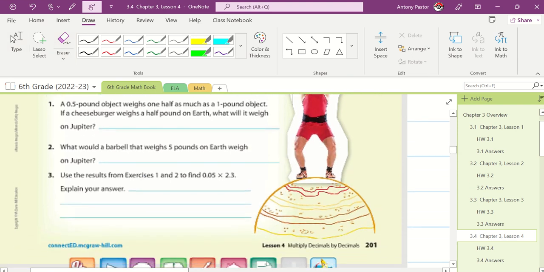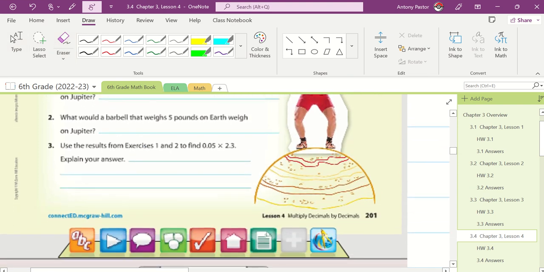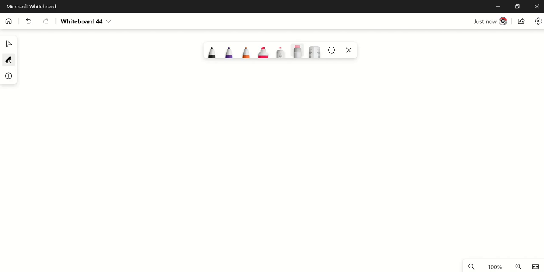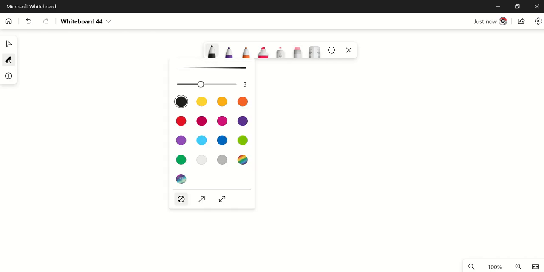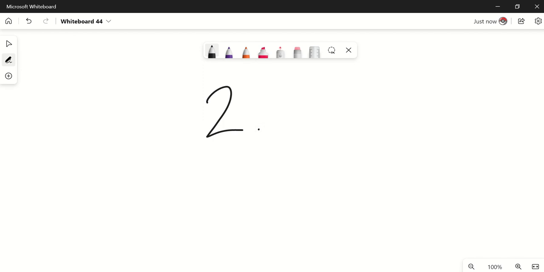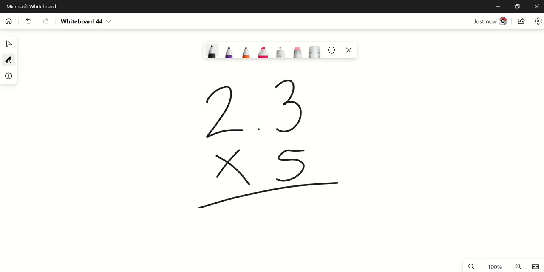Let's do a few more examples. What would a barbell that weighs 5 pounds on Earth weigh on Jupiter? They're just pulling Jupiter for this one. Use the results from exercises 1 and 2 to find 0.05 times 2.3. Explain your answer. So we're going to focus on number 2. What would a 5-pound barbell weigh on Jupiter? This is not necessarily decimals multiplied by decimals, but this is going back to lesson 3. So 2.3 times 5, because remember, it weighs 5 pounds on Earth, and Jupiter's 2.3 times more the weight.